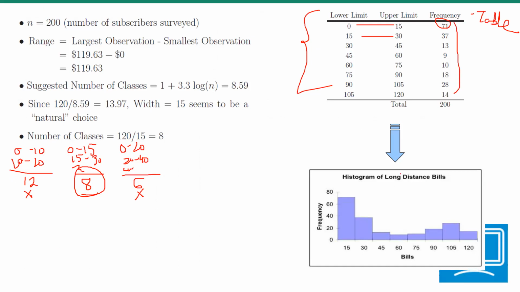Now you draw a bar graph. The bar graph that you draw from a frequency table is called a histogram. This is a histogram. On the y-axis you have the count, the number of occurrences, which is always the frequency. And you have the range: 0 to 15, 15 to 30, 30 to 45, 45 to 60, up to 120, right? So you have drawn this. This is what you get.